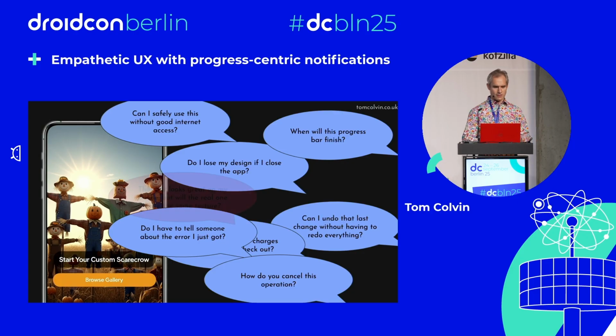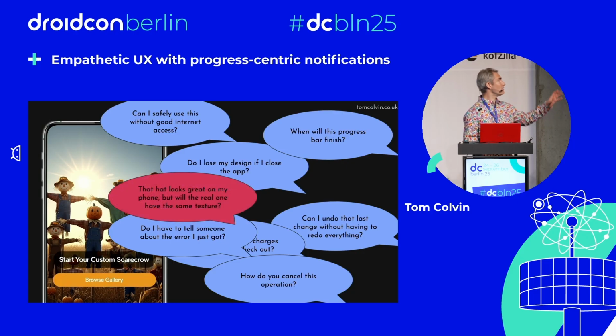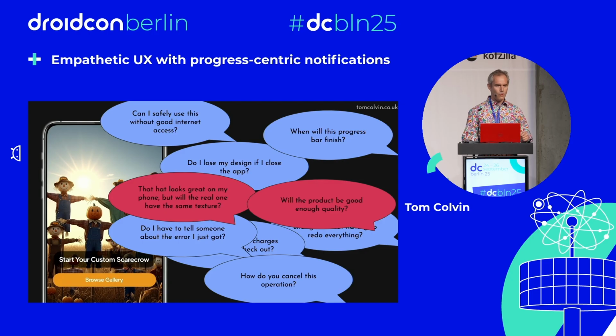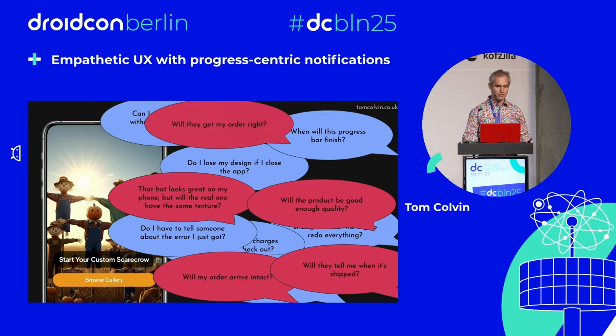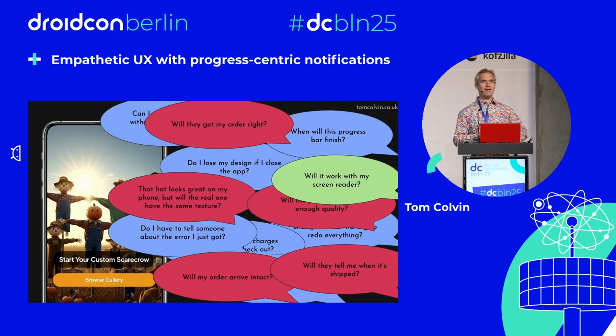You might have product type worries. The hat that I've designed for my scarecrow looks great here on the app, but is it really going to look like that when it gets delivered? Will the quality be good enough? You know, questions about quality, questions about the delivery, questions about the process of ordering and whether they're going to get that right. There might be questions about accessibility.